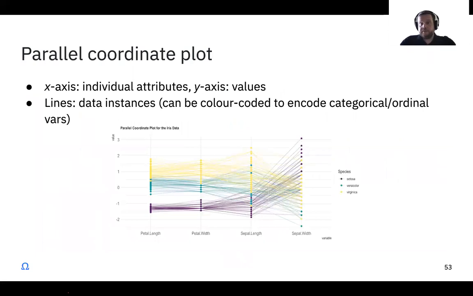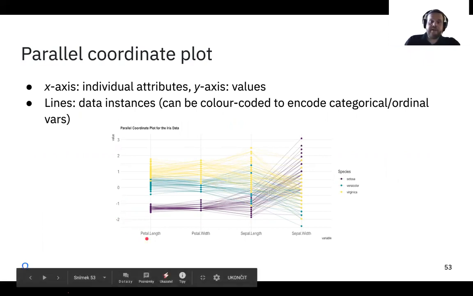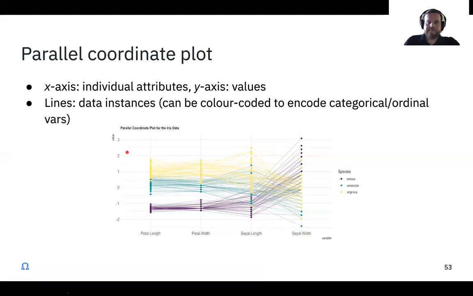So what are the visualizations to map multivariate data? The first and very well-known one is the parallel coordinate plot. Again, our beloved IRIS data set. On the x-axis you have your individual attributes. So these are the attributes: petal length, petal width, sepal length, sepal width, and on your y-axis are the actual values. And the lines are individual data instances, which can of course and should be color coded to encode categorical or ordinal variables. So here we have our three classes: Setosa, Versicolor, and Virginica.